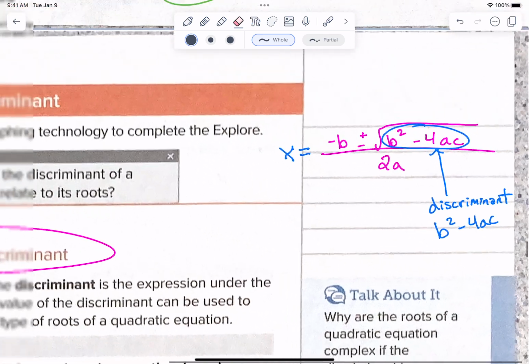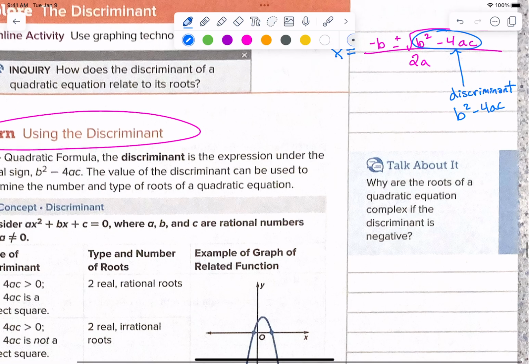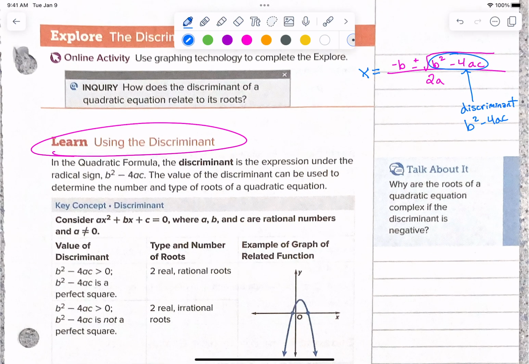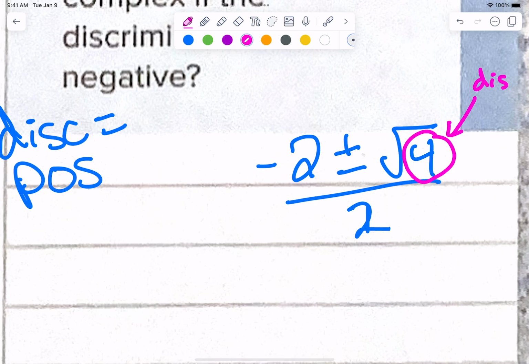Now here's the deal. Let me give you the lowdown. I'm going to come down here to this guy, and this is what the box is telling you, but I'm going to explain it in simple terms. If that number is a positive number, if your discriminant equals a positive number, like in -2 plus or minus the square root of 4 all over, I don't know, 2, let's say, right? If we have that going on there, what's my discriminant number? 4 is the discriminant, which means it's a positive number, right?